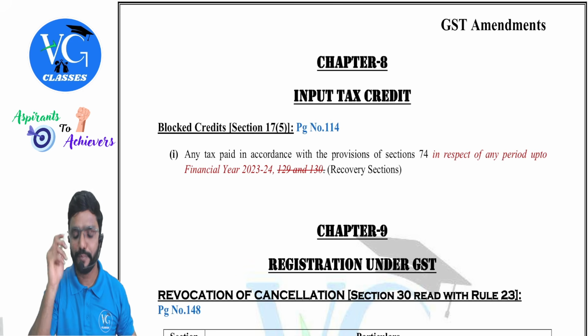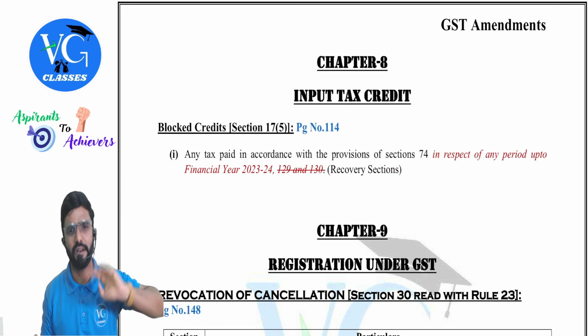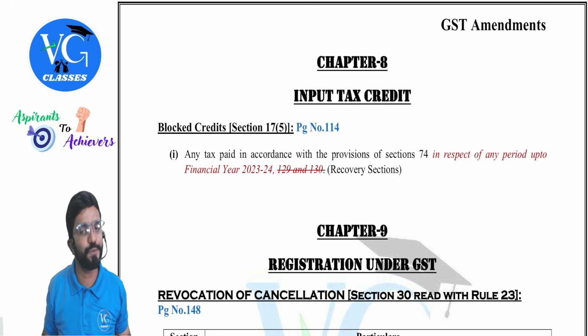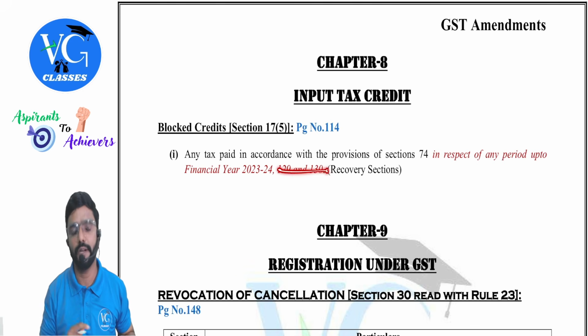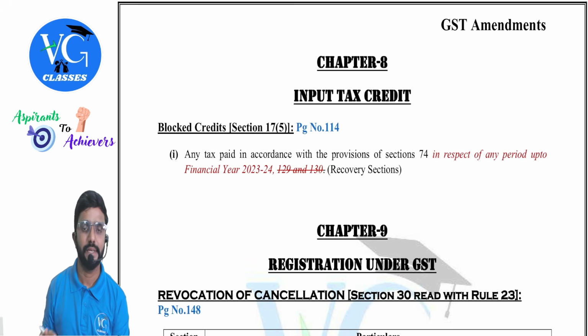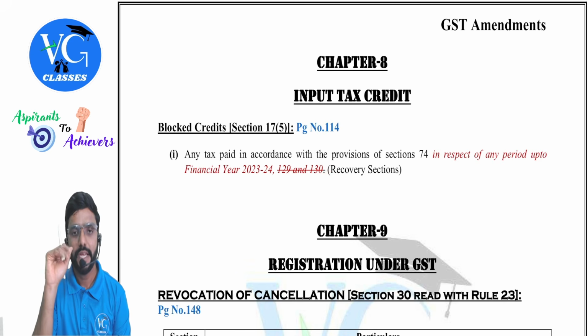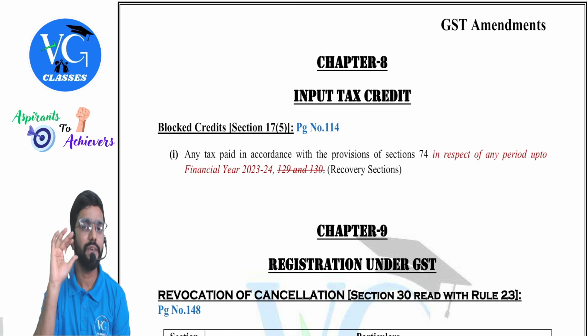Sir, what if the tax is paid as per section 74 in the year 24-25 or 25-26 or any subsequent period? Is credit available? Yes, because that is what we can understand from this. Clear? Yes, sir. And also there were two more sections, 129 and 130, which are recovery sections, but they have removed them now. That means if tax is paid as per section 129 or 130, and all other conditions are satisfied as per sections 16, 17 and all, can credit be claimed? Yes.